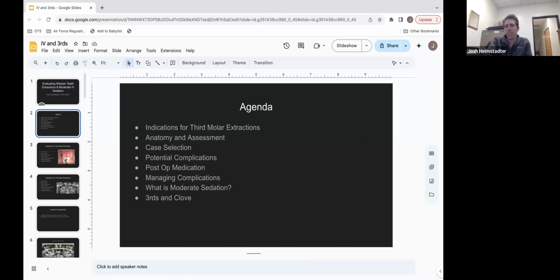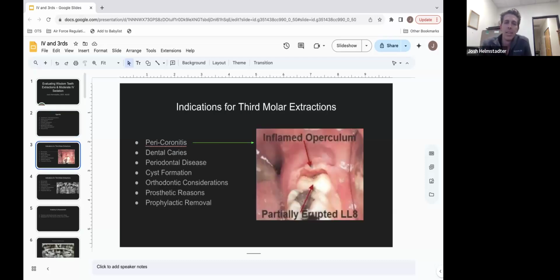What I want to talk about is indications for third molar extractions, anatomy and assessment, case selection for you guys to do if you like doing extractions, case selection for me and when I refer, potential complications that can arise, post-op pain management, managing complications, and then a quick tidbit about moderate sedation and how sedation and thirds work at Clove, or at least at River Park location.